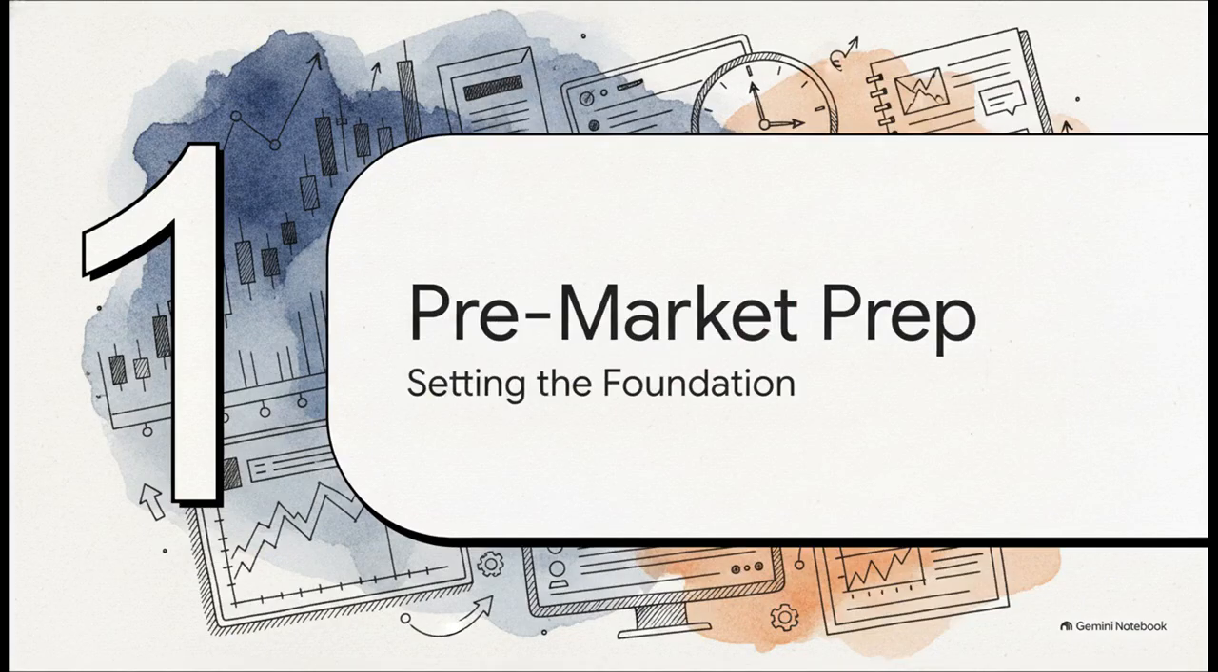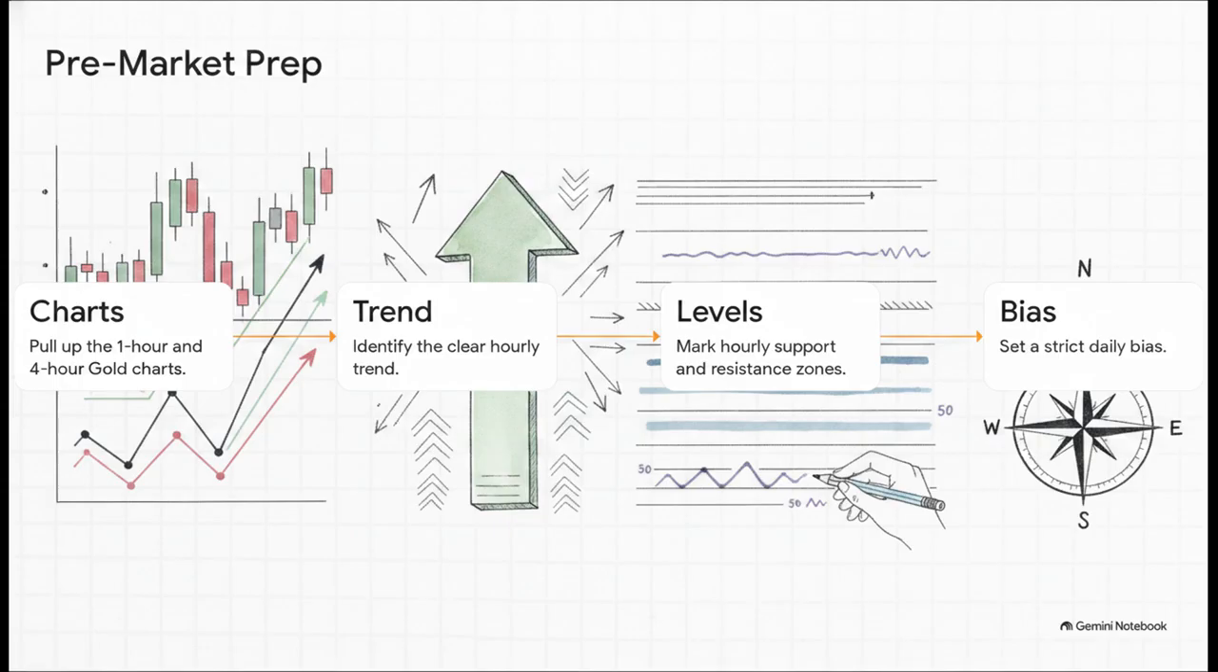Section 1. Pre-market from 10 to 1400 SAST. Setting the foundation. So this is where we lay the groundwork for the day. Notice the flow here. First up, you physically pull up those 1-hour and 4-hour charts. What you're looking for is a healthy trend. Clear higher highs and higher lows. Next, grab your drawing tools and mark out those big picture hourly support and resistance zones. We're talking previous swing highs or maybe the 50-period moving average. Basically, you're mapping out the battlefield well before the actual action starts.